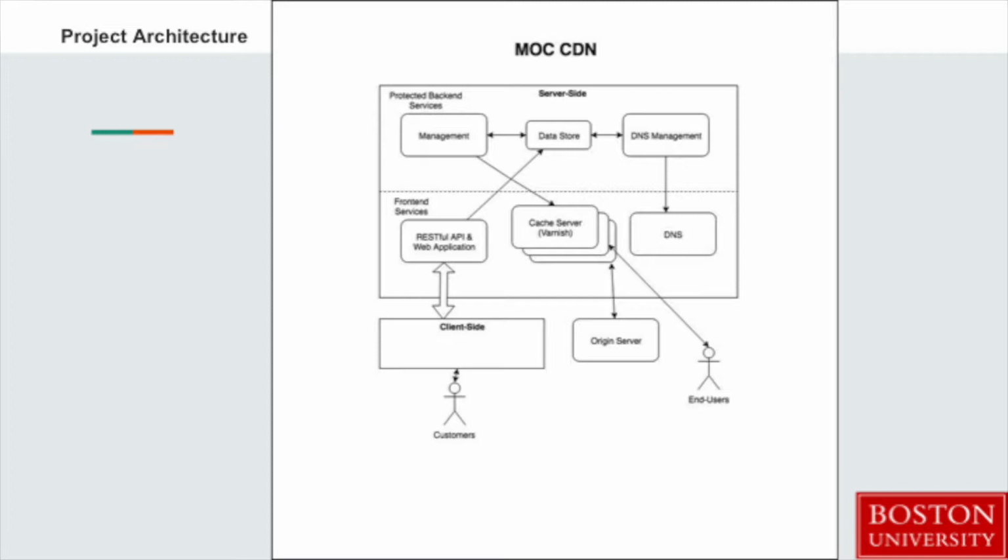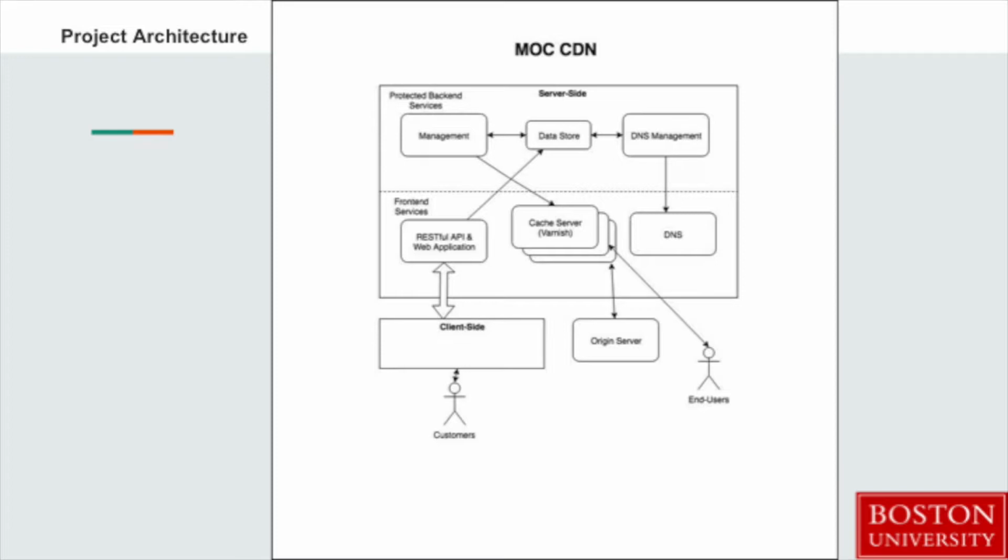In the backend, we have a data store component where our system database is running. Due to security concerns, we separate the management component from the data store, so management can master the data flows and the control flows between our web server and the cooperative cache service. Also, we have our DNS management as the backend implementation of the DNS interface we just mentioned.